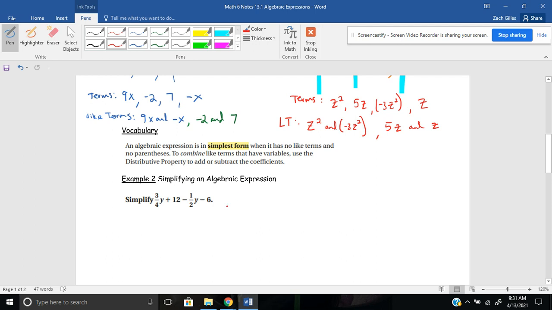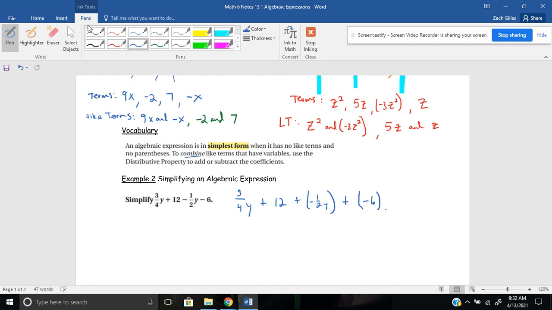First, I see that I've got a few subtractions right here, so I'm going to rewrite this as an addition problem, same as I did before. So I'm going to rewrite this as 3/4 y plus 12. I'm going to change this to plus and then negative 1/2 y. It just allows us to see what's positive and what's negative a little bit clearer. And I'm going to also change this subtraction to addition, and I'm going to change the 6 to its opposite. Okay, so now when I simplify these, I'm going to look for my like terms. I'm going to look to combine my like terms.